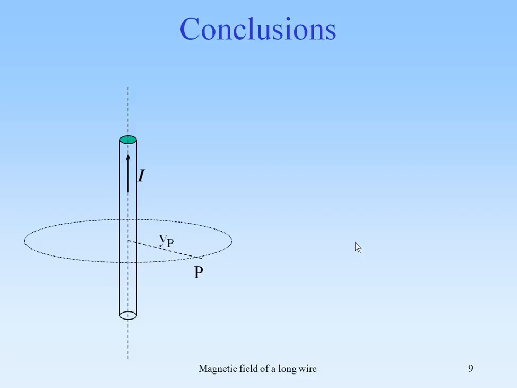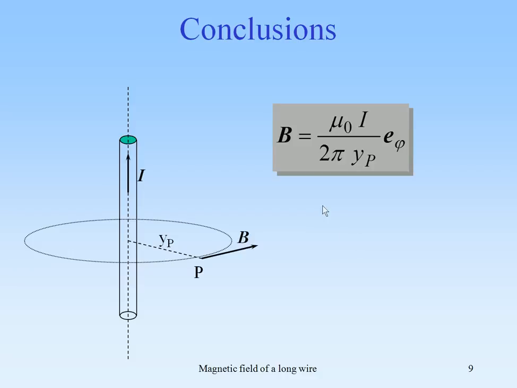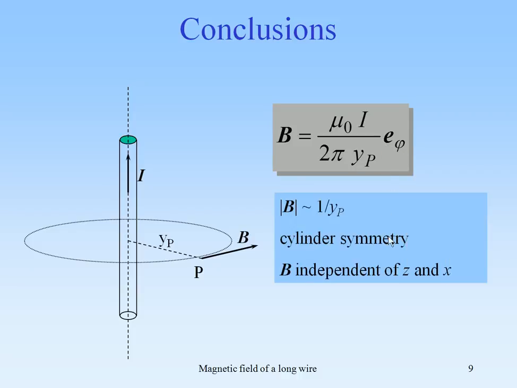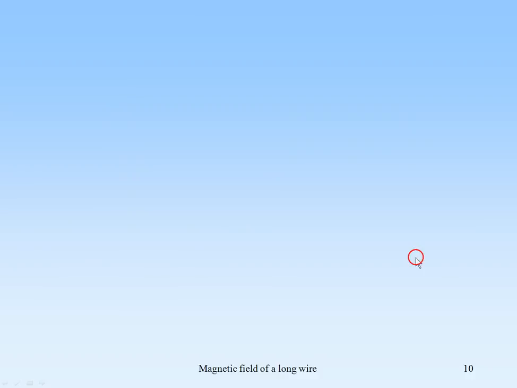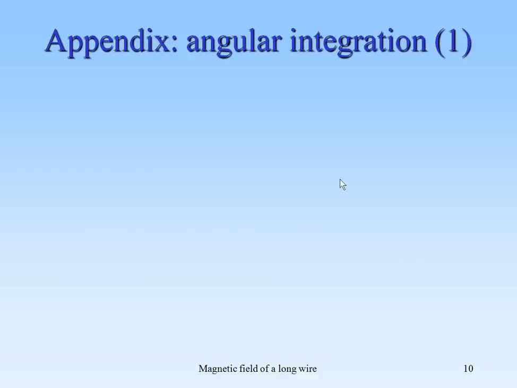Conclusions. The magnetic induction field in point P at the distance y_P of the current wire is given by mu naught times the current over 2 pi y_P, and it is directed tangentially. There is cylinder symmetry, and B is independent of z and x. Now, we have integrated over z.